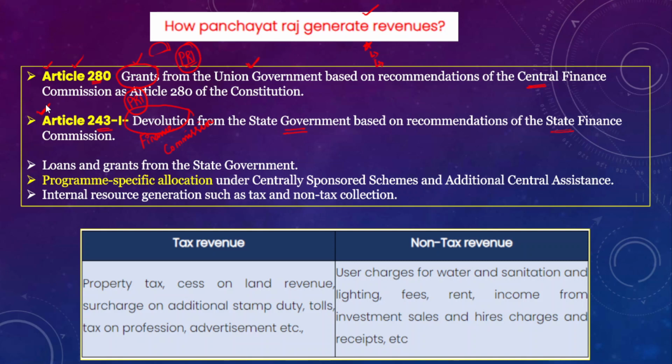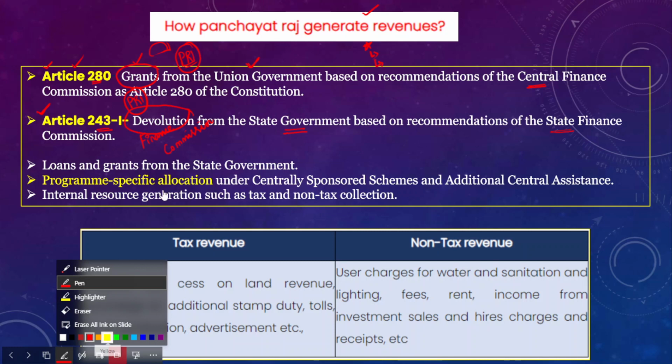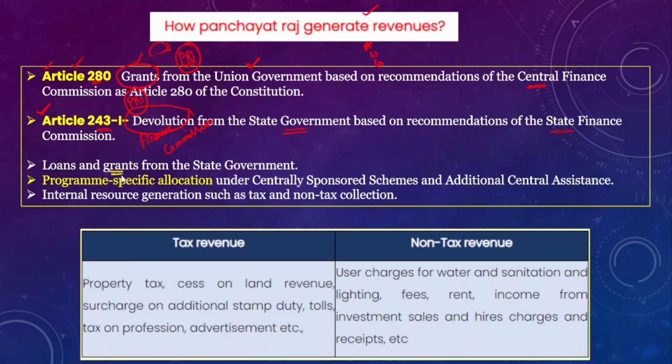Apart from these two sources, what are the other major sources of revenue for these Panchayati Raj institutions? They can take loans, and they can also get grants from the state government. Apart from that, there will be program-specific allocations for the different centrally sponsored schemes, and additional central assistance will also be provided. Because the Panchayati Raj institutions are the heart of the rural area, they have been taken as a unit for rural development. Whenever the central government implements centrally sponsored schemes and central sector schemes, it provides additional central assistance under these schemes to the Panchayati Raj institutions. So this is also a source of revenue.